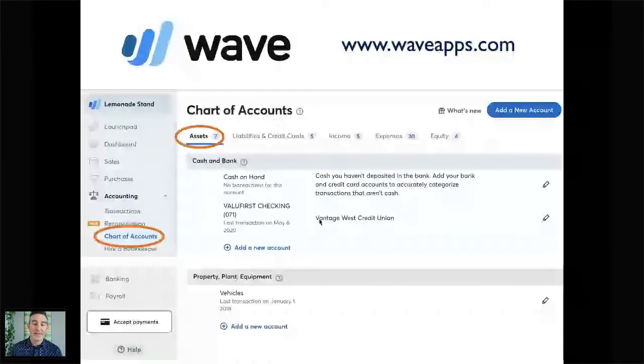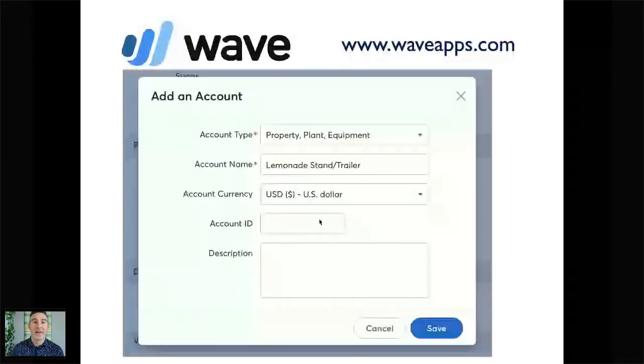You can see the list of assets, and what we want to do is add a new account under assets. In this case, using our original example, let's say that we've acquired a lemonade stand or a trailer. Once that next button pops up, we're going to fill out what account type it is, it's equipment, and what you're going to call that account category. So maybe you have multiple stands or multiple trailers, so you're creating a whole account with that name.